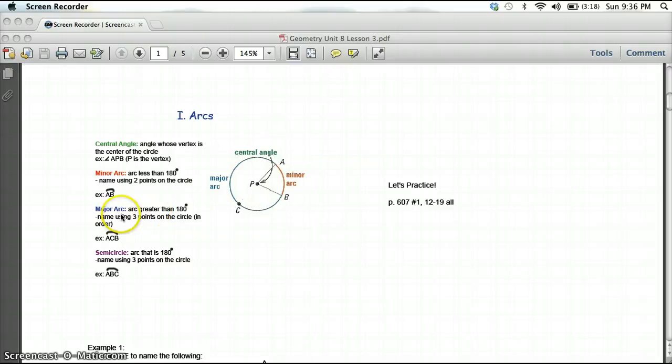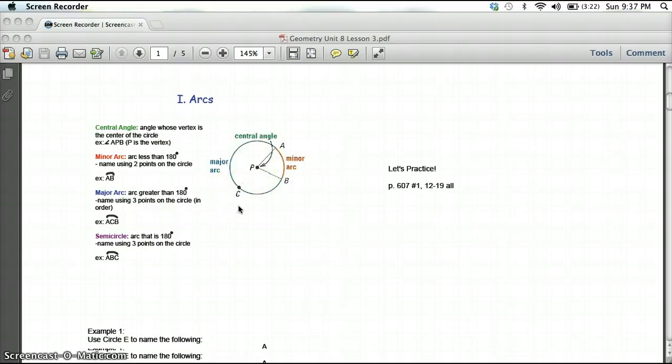Now, your major arc is greater than 180 degrees. So your major arc is going to be ACB because it's going to be larger than 180 degrees. And then last, a semicircle is half of a circle, and it's an arc that is 180 degrees. So your semicircle here is ABC. Okay?